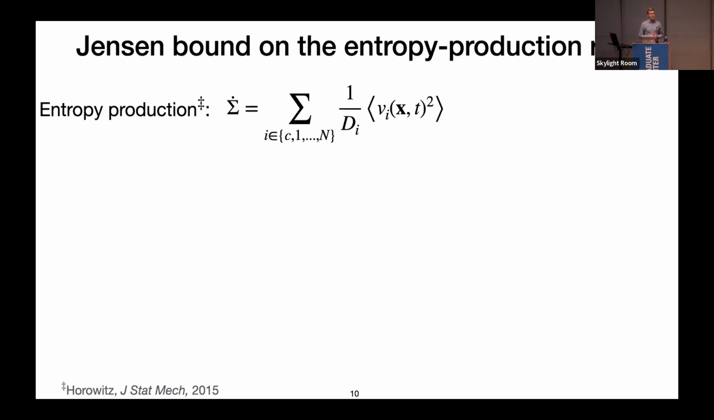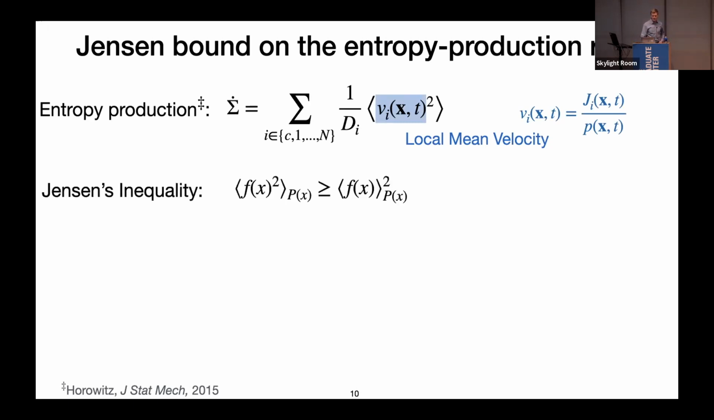Okay, so to say something about these systems, we start by thinking about the entropy production. Stochastic thermodynamics allows us to write down an expression for the entropy production rate for a large collection of systems obeying multipartite dynamics. What we find is that the entropy production rate is a sum of terms for each component in the system, all the motors and cargo. And these terms are proportional to the average of the square of a quantity called the local mean velocity, which you can think of as proportional to the probability flux in the system.